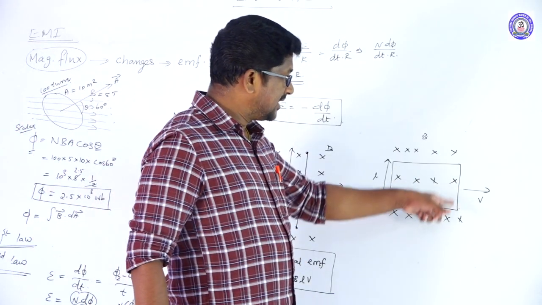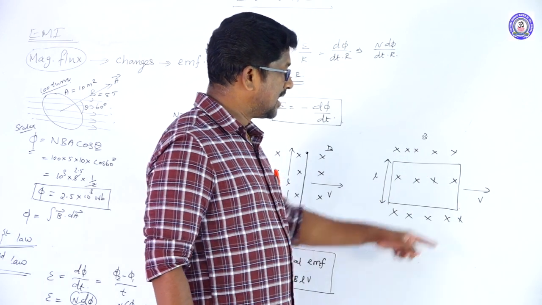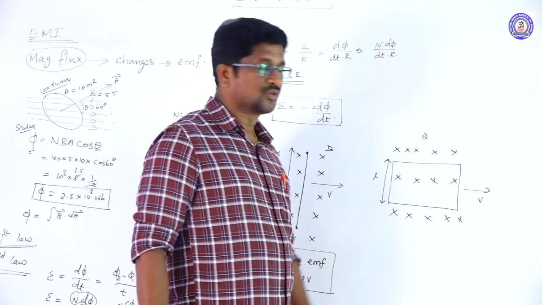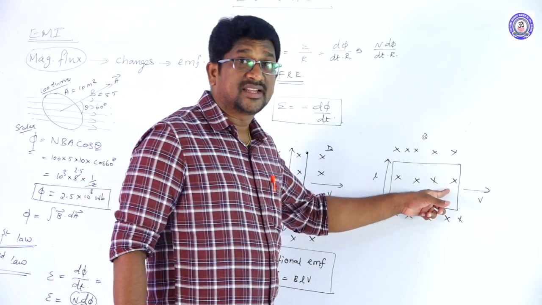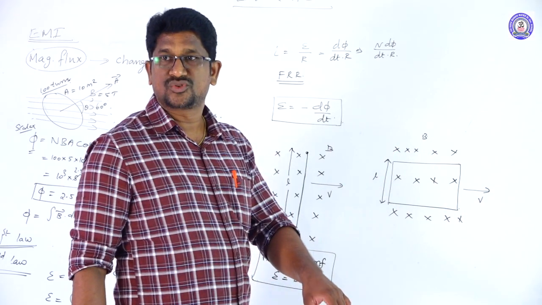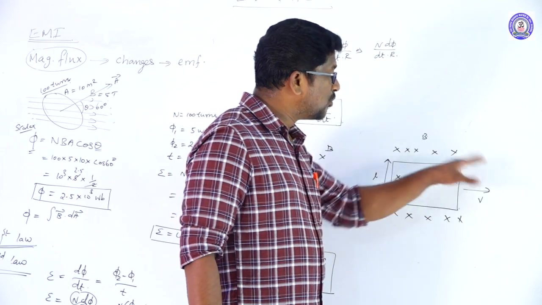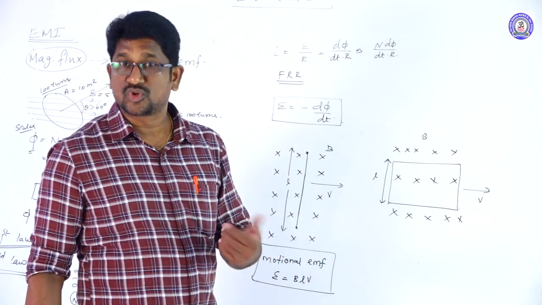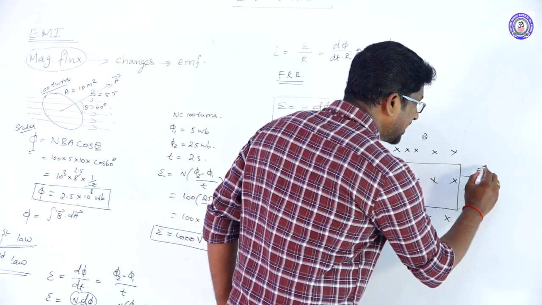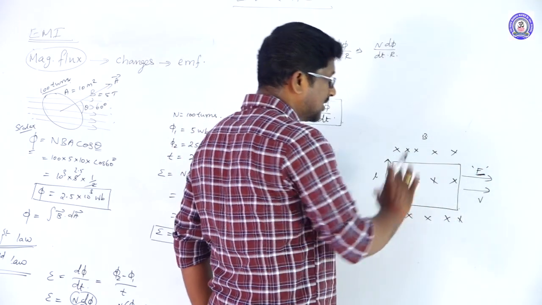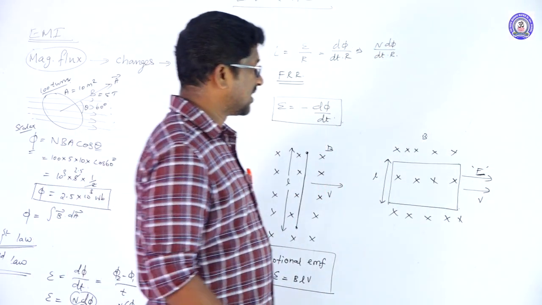Right? If an EMF is induced across the ends of the conductor, and induced current flows through the circuit, that induced current always opposes the cause. So the induced current opposes the motion of the rectangular loop. So an external force is required to move the rectangular loop in the outward direction.